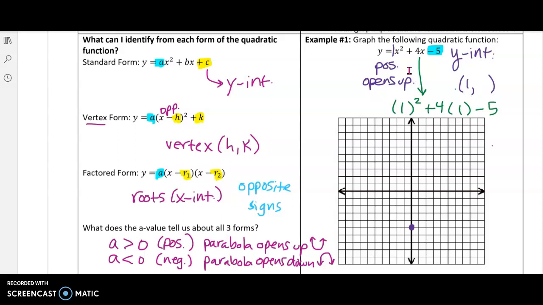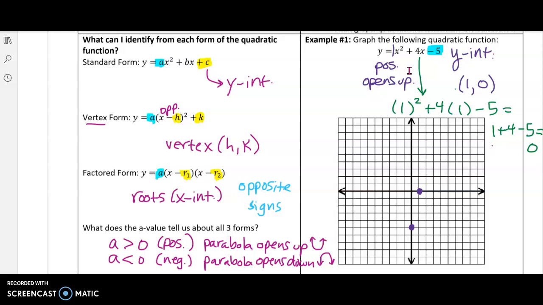So 1 squared is 1. 4 times 1 is 4, and then that -5 is still there. So what do we get? 1 plus 4 is 5. 5 minus 5 is 0. Oh, interesting. So when I plug in a 1, my output is 0. That means that it's one of my x-intercepts. So I'm going to go and plot that point, (1, 0).